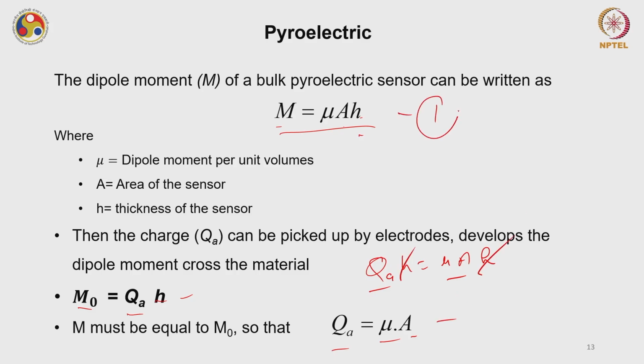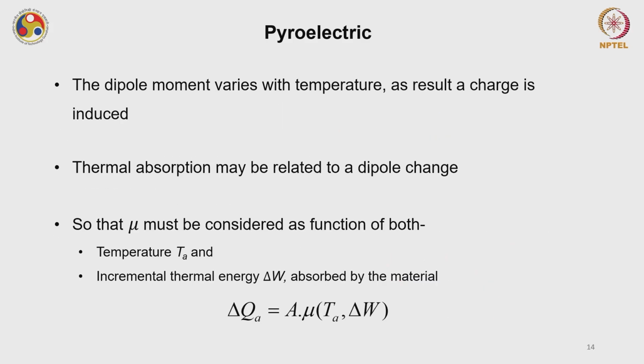Let us call this the first equation and this the second equation. We know two different things, particularly about the behavior of a dipole moment. The dipole moment varies with temperature, because of which a charge is induced. And the second thing is that thermal absorption can also be related to dipole change. So, two things are there: the dipole moment varies with temperature, and thermal absorption can be related to dipole change.